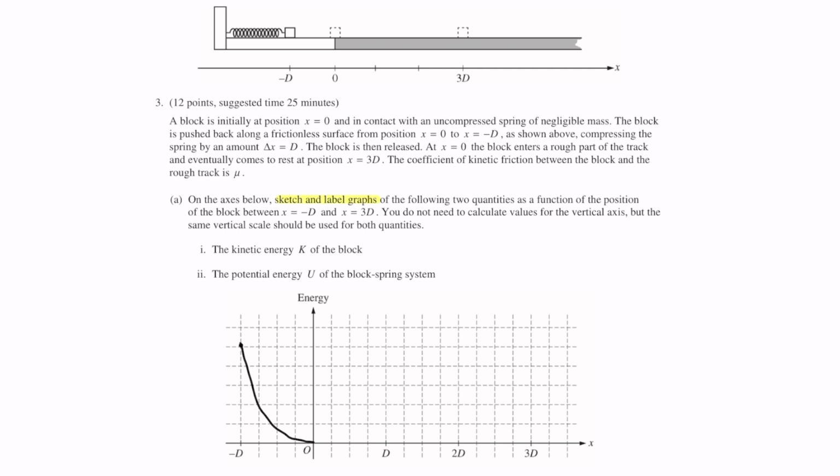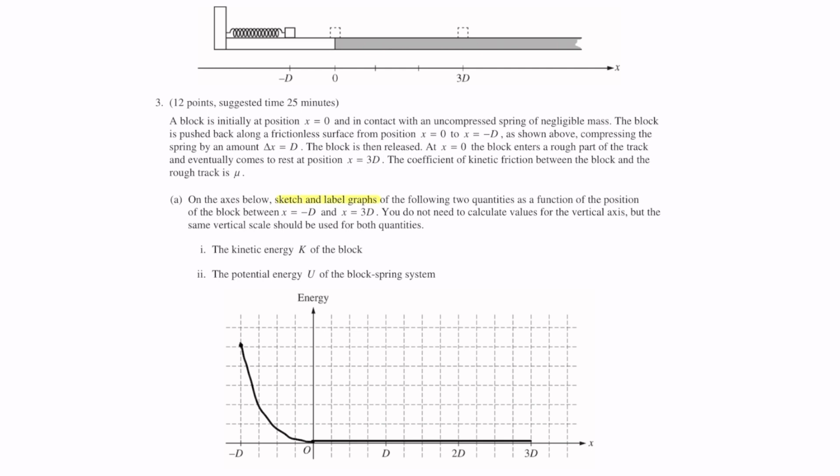And from the origin, when it reaches x equals 0, it no longer is in contact with the spring and it's unstretched. So that means the potential energy is going to be 0 for the rest of the way, all the way up until 3d. So we can just draw a line all the way up until 3d where it is equal to 0.